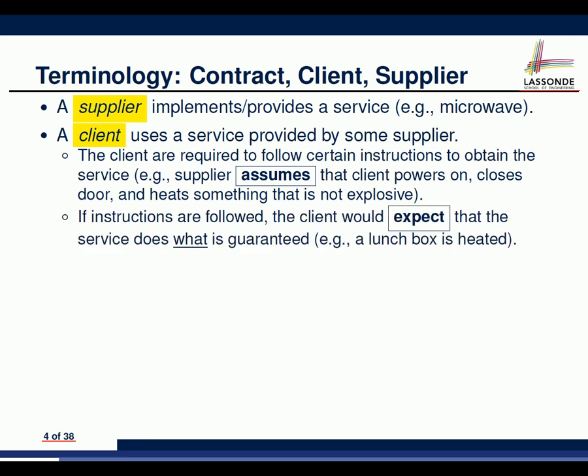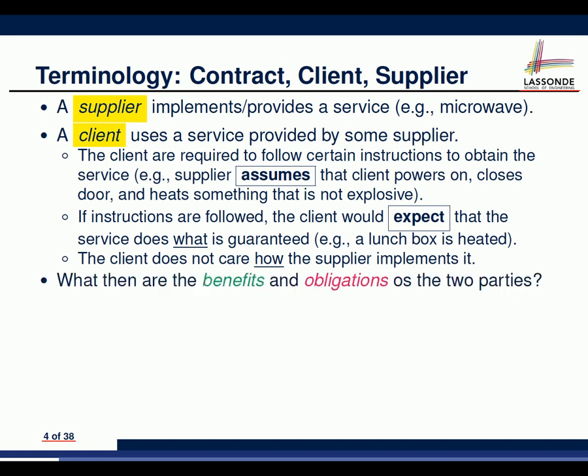And then for the supplier, if the instructions are followed by the clients, the supplier should really satisfy whatever is guaranteed. It should heat the food, for the microwave, for example if you put a lunchbox there. And pretty much as usual, the client only cares about what's really being provided. How the supplier does it is completely hidden from the client, right? So when you use the ArrayList in Java, you don't actually have to care about how each method is actually implemented.